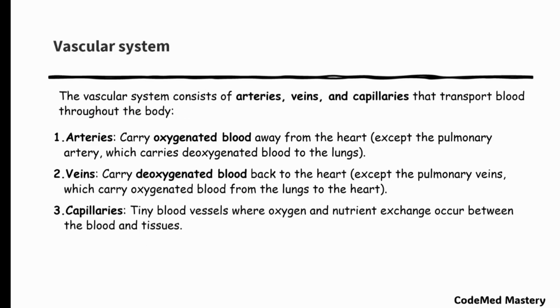Next is vascular system. The vascular system consists of arteries, veins, and capillaries. It transports blood throughout the body. So the arteries carry oxygenated blood away from the heart, except the pulmonary artery, which carries deoxygenated blood to the lungs. Take a note of this. Second, veins. Veins carry deoxygenated blood back to the heart, except the pulmonary veins which carry oxygenated blood from the lungs to the heart. Capillaries are tiny blood vessels where oxygen and nutrient exchange occur between the blood and tissues.